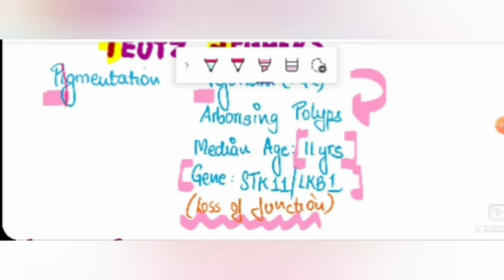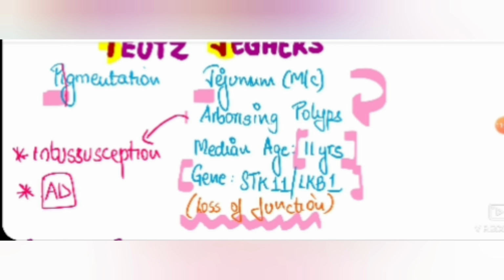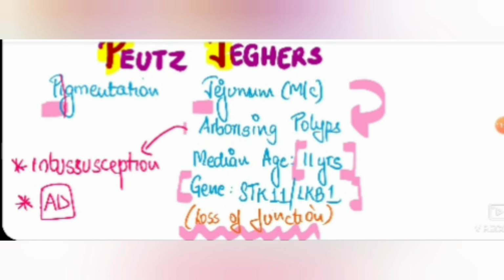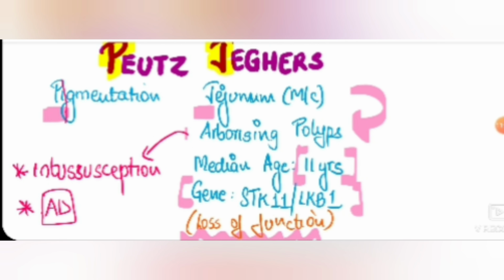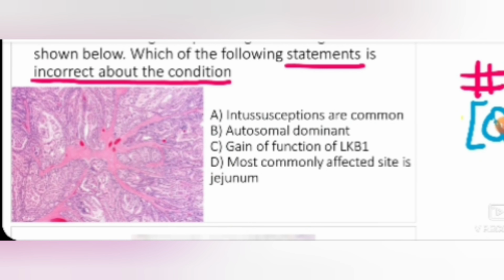Please remember that these polyps can very commonly cause intussusception. One of the very common complications of these patients is intussusception. And please remember, the inheritance that this disease follows is autosomal dominant. So I hope everyone is crystal clear with this Peutz-Jeghers, exactly what was given in the question. How will you pick up an arborizing polyp? You will pick it up by the muscle going in between the glands, like the branches of a tree.